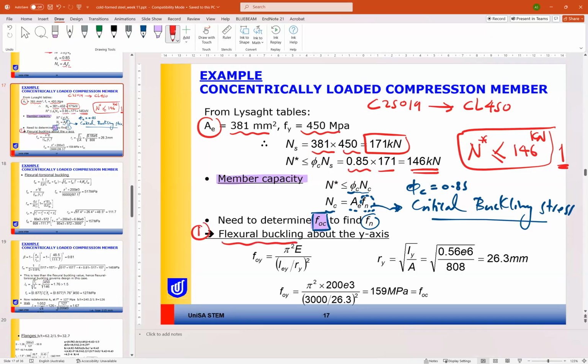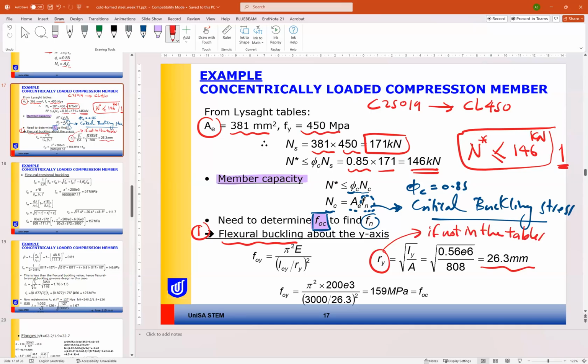If we look here, Foy is the flexural buckling stress equal to pi squared E over (Ley over ry) squared. So the first thing is we need to find ry. ry is equal to the root of Iy over A. This is not in the table; if it is in the table, you can find the value directly from the table. So ry is 26.3.